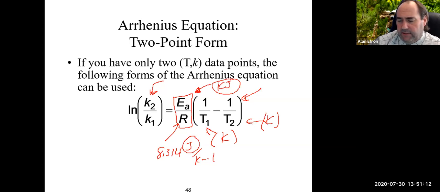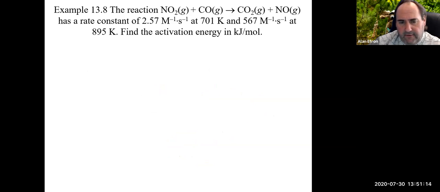All right, so why don't you give it a go here. The reaction here has a rate constant of 2.57 at 701 and 567 at 895. Find the activation energy here in kilojoules per mole. So take a moment or two and see what you come up with.